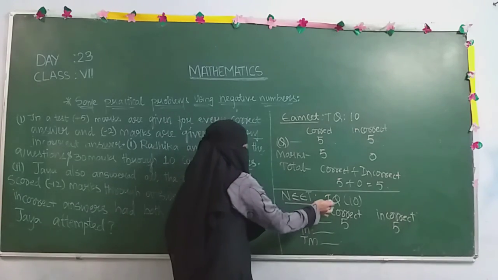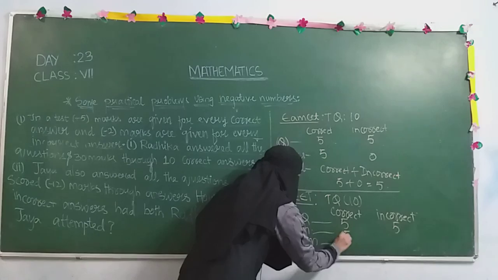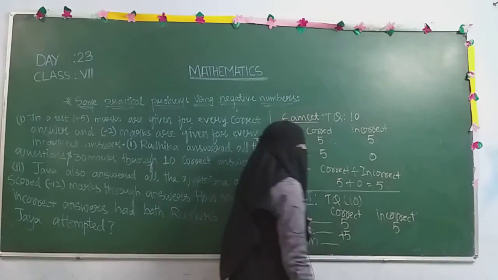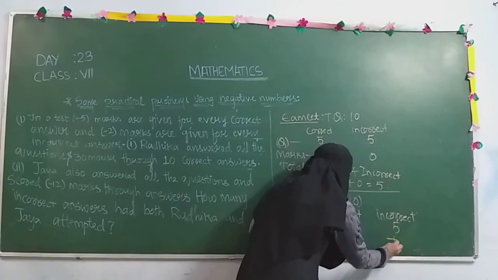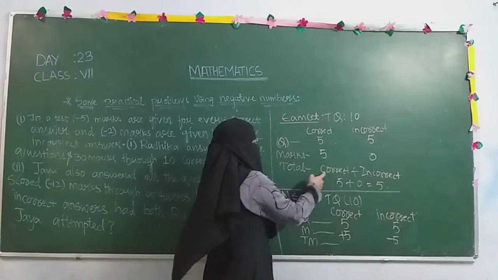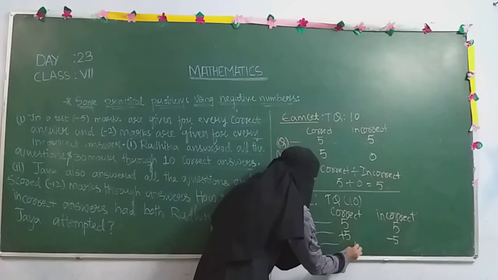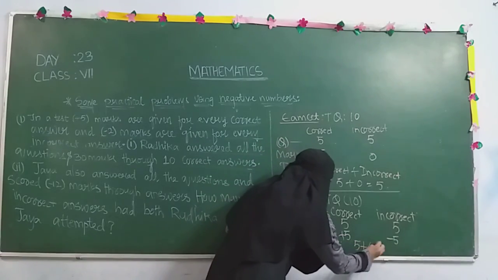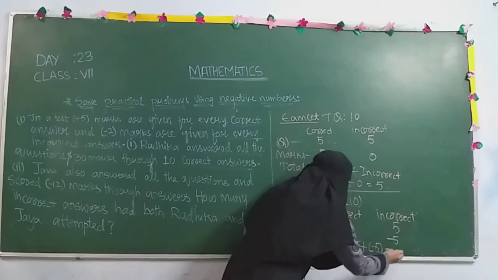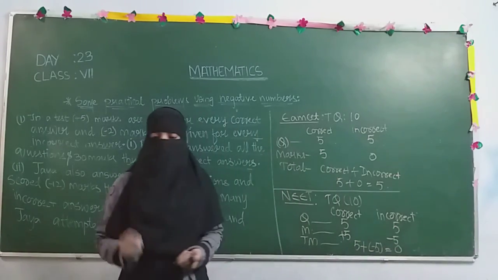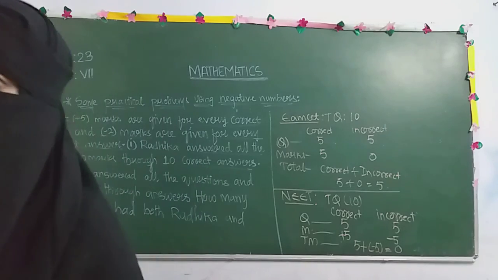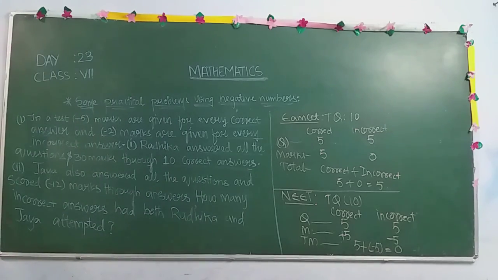So suppose if you have attempted 5 correct, you will get 5 marks, plus 5. If you have attempted 5 incorrect, you will get -5. Again, your total is based on correct plus incorrect. What is the total? Total marks 5 plus of -5. 5 plus of -5 gives 0. It means even though you have attempted 5 correct answers, but your remaining 5 you have attempted wrong, then your total score will be 0.